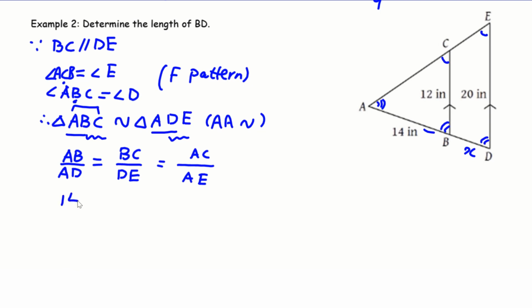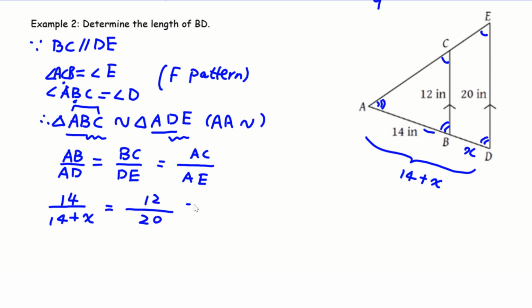AB is 14, AD, be careful, is 14 plus X, then equals BC is 12, DE is 20. The other two unknowns, we just copy them here. We know that one equation represents one equal sign, so we are going to use the first and second ratio. We do the cross multiply.